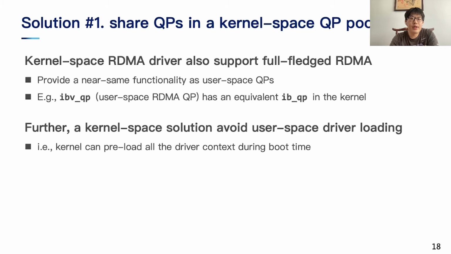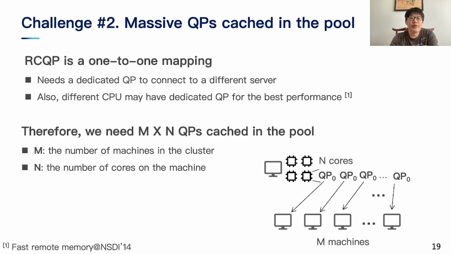Note that another benefit of a kernel space solution is that the kernel space RDMA avoids the costly user space driver loading process. This is because the kernel can preload the driver context during the boot time. Now, we allow different applications to share the QP to avoid creating them from scratch for new applications. So another problem we are facing is how to reduce the QP pool size.